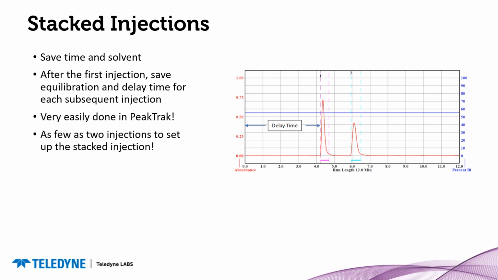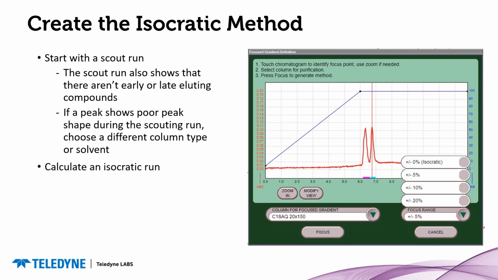We can do stacked injections very easily, and they can be set up with as little as 2 injections. The ease of use allows improved time saving with fewer test injections to prepare the stacked injection. The first step is to create the isocratic method. The focus gradient generator works very well for this purpose. The focus gradient generator can create an isocratic run from a scouting run. Stacked injections need to be run isocratically.